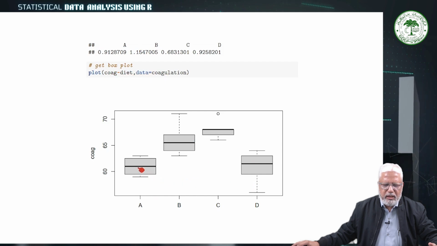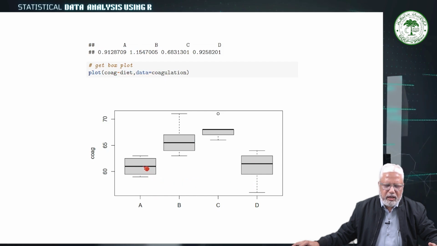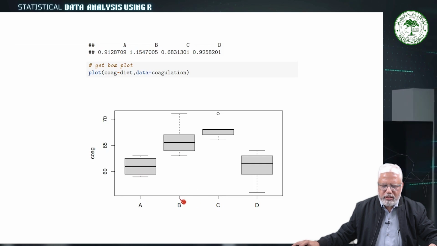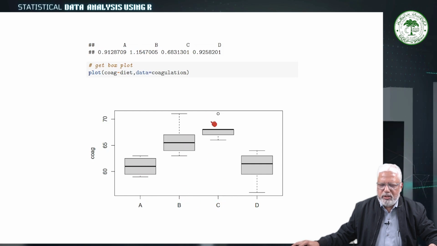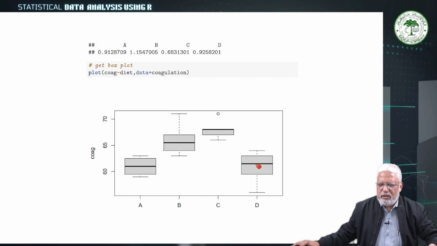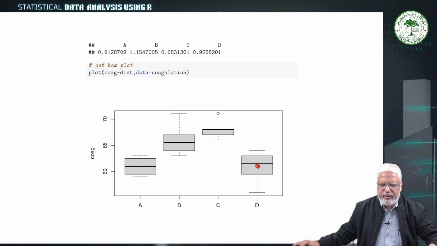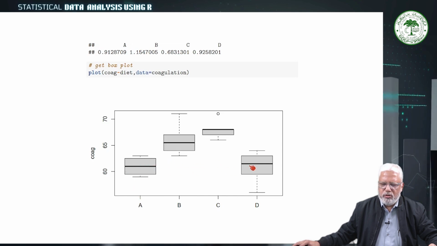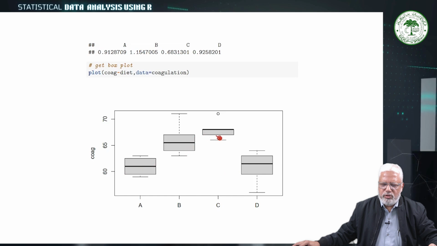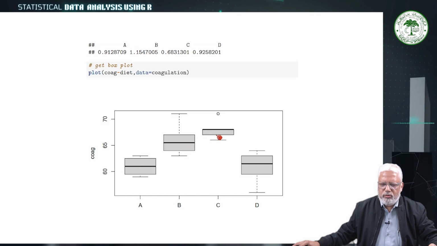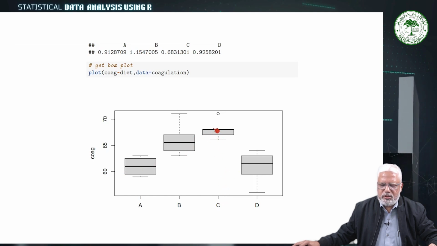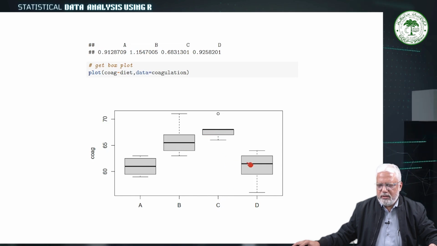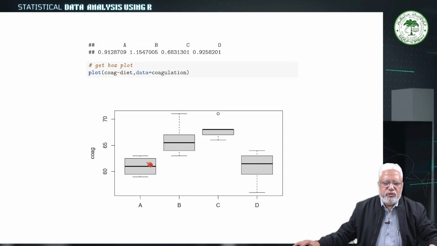See here, this is the median coagulation time of A. This one is the median coagulation time of B. This one is the median coagulation time of C. And this one is the median coagulation time of D. See, the median coagulation times of A and D are close, whereas the others are different. Highest coagulation time is in the treatment C, followed by B, followed by D, and then A. So these are the plot.